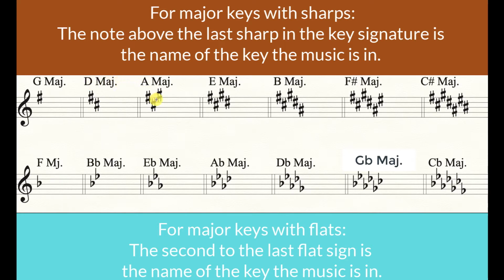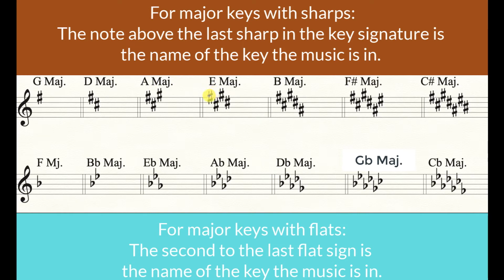The next one, the last sharp sign is G. F, C, and G. The note above G is A. So if people ask you what key the music is in, if there are 3 sharps, you can comfortably and accurately, confidently say, it's A major.